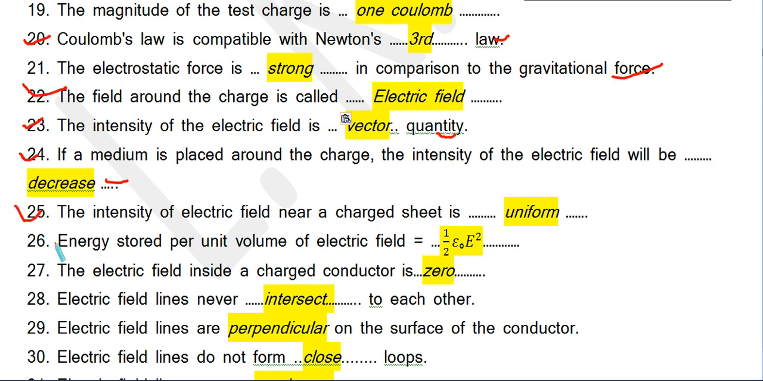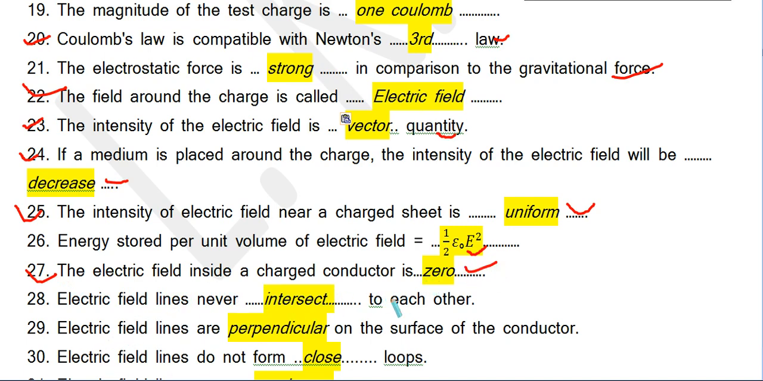Next, question number 25. The intensity of electric field near a charge sheet is uniform. The energy stored per unit volume of electric field is 1 upon 2 epsilon naught E square. The electric field inside a charged conductor is 0.